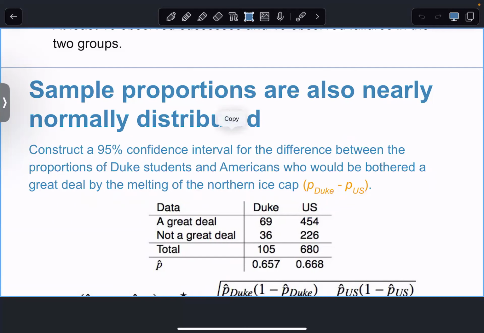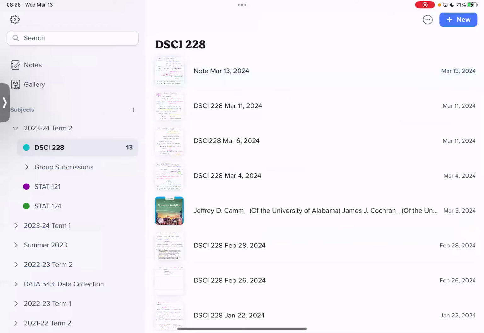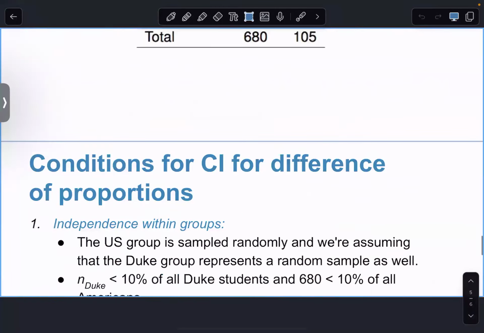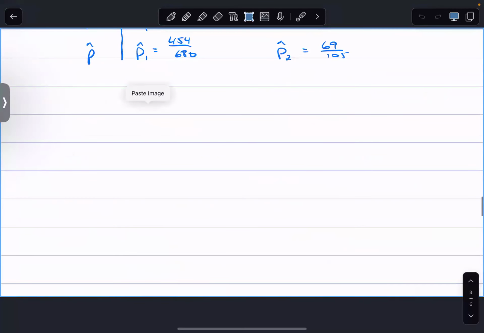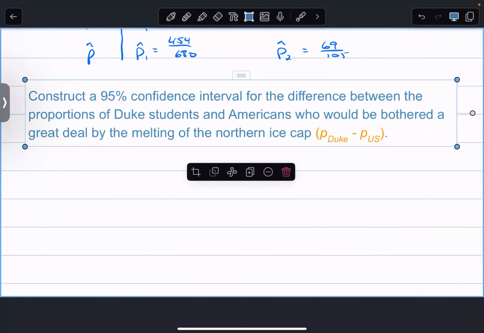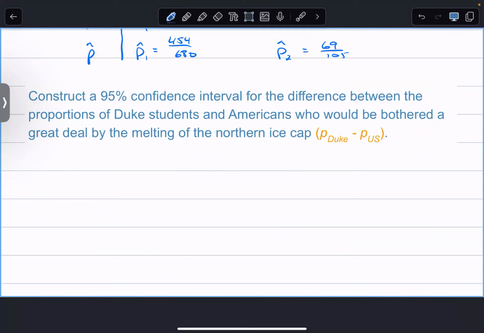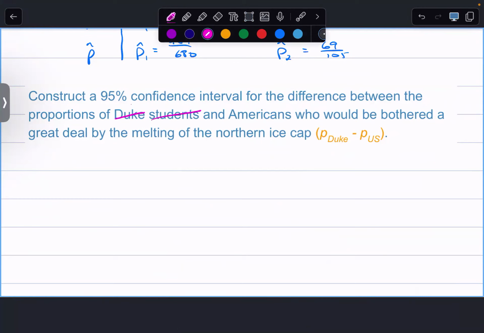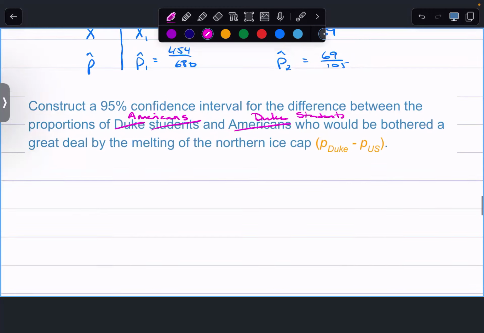I want to swap these. Oh, I keep forgetting it's in the same document. The proportion of Americans and Duke students who would be bothered a great deal by the melting of the northern ice cap.